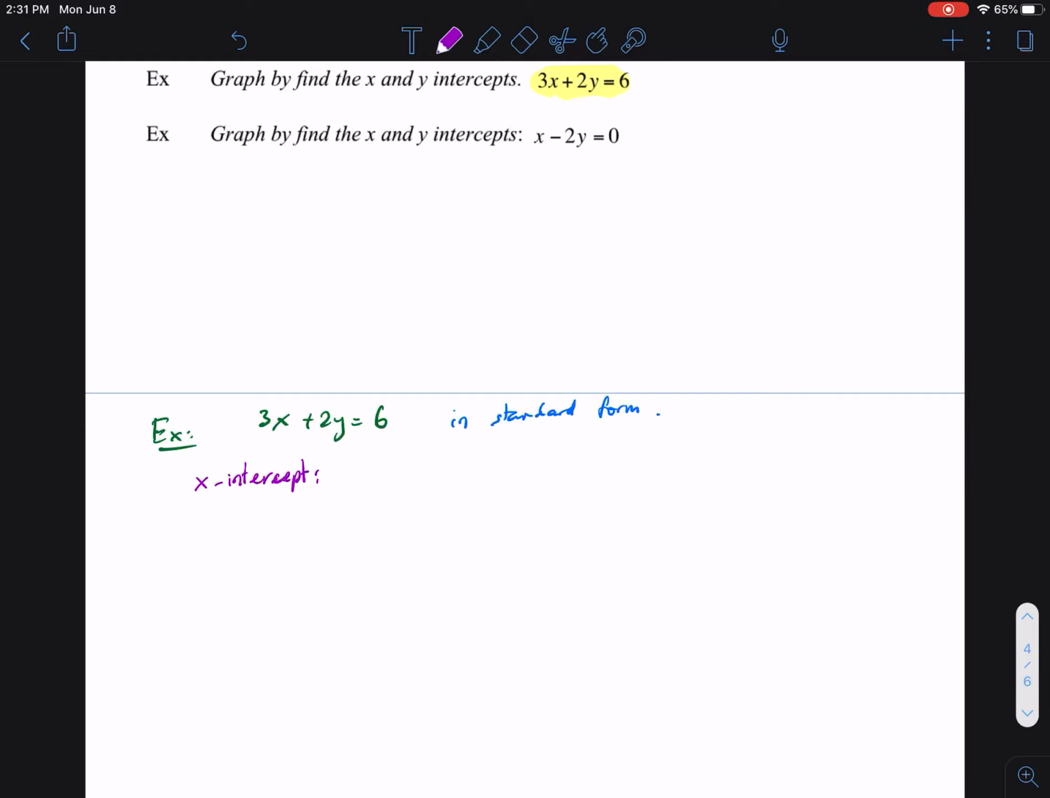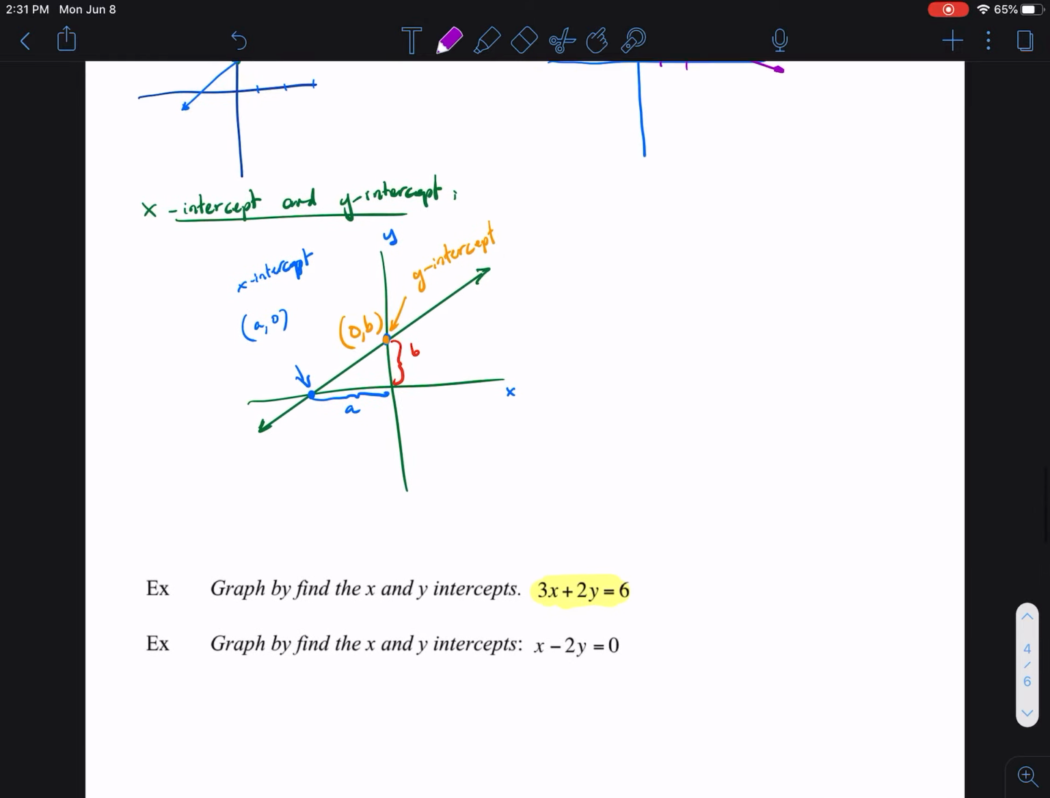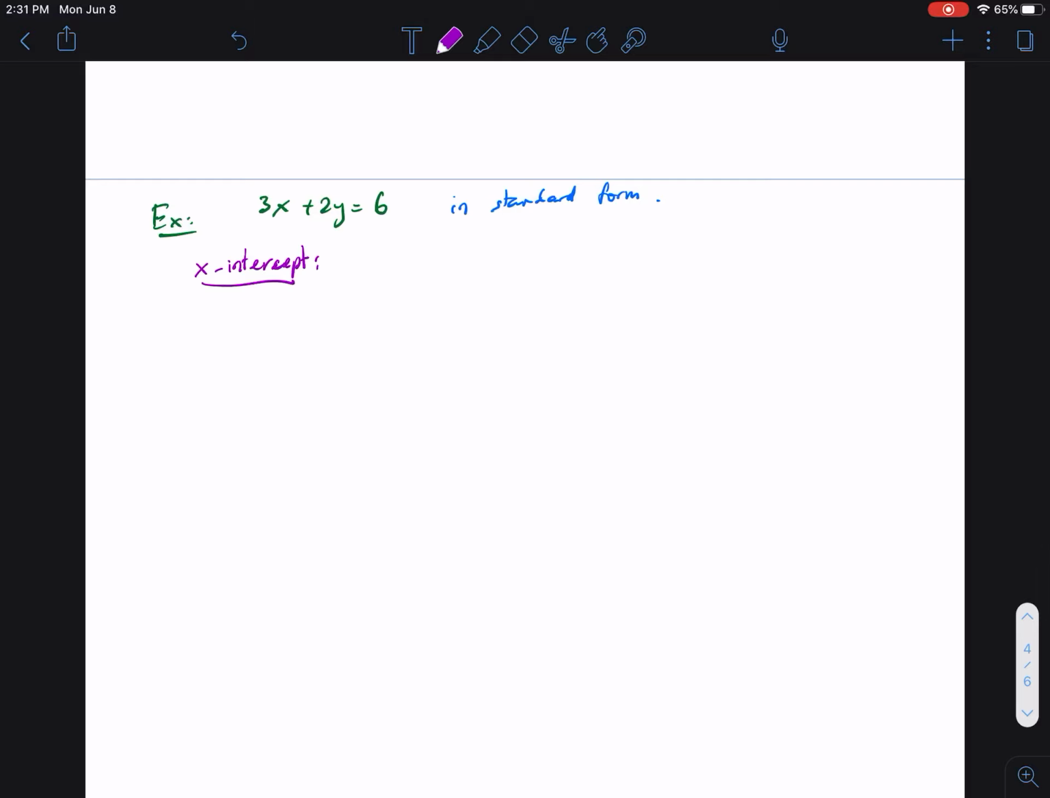All right. So to find the x-intercept, notice that the x-intercept will always have the y-coordinate 0 by definition. So we set y equals 0 and solve for x. Let's go ahead and do that. We have 3x plus 2 times 0 equal to 6. So our y-coordinate is going to be 0 if we want to find the x-intercept. So that becomes 3x equal to 6.